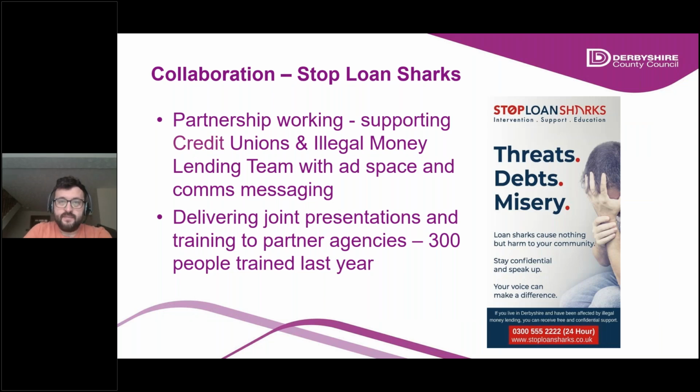Talking again about collaboration, we work with the Illegal Money Lending Team to raise the awareness of illegal money lending and how to report it. We have also got 8 digital boards across the whole county, which Derbyshire Community Bank can deliver their messages on there as well, alongside the illegal money lending team. And if you can see that image on the right hand side, my control box is covering it, but hopefully it's not for you. You can see the quite gritty and quite hard-hitting advertisement around stopping loan sharks, which then obviously will lead to more affordable and safer borrowing options, such as credit unions. And working with the team, we've delivered presentations and training to partner agencies, training over 300 people last year.